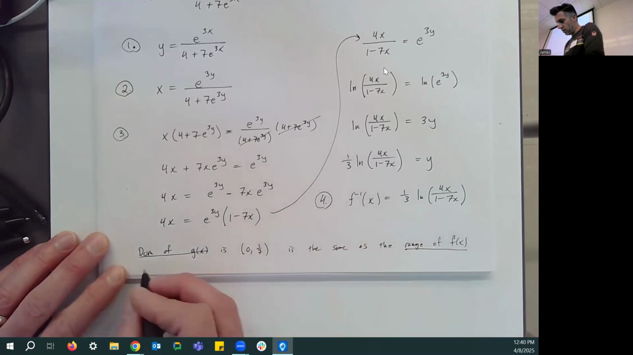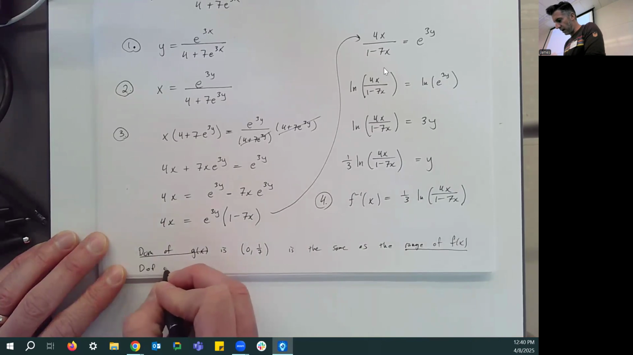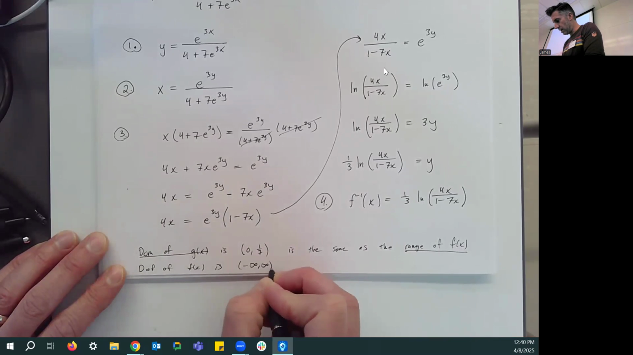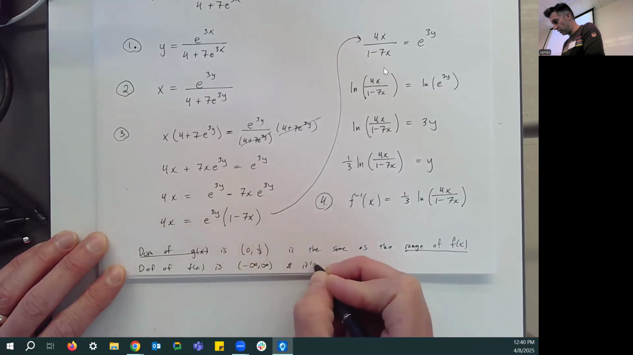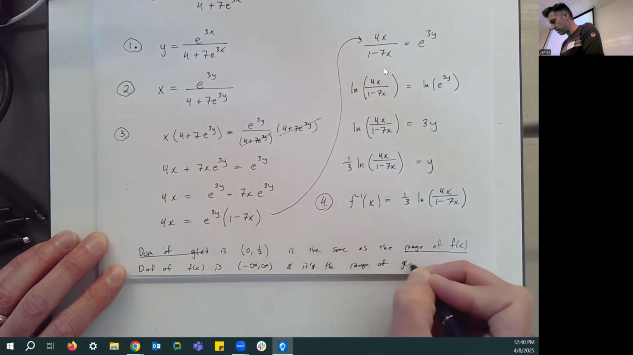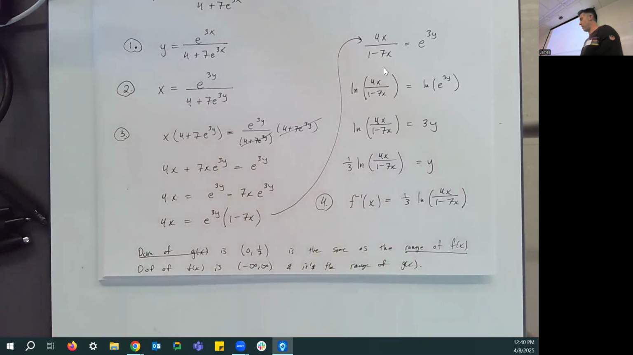And similarly, the domain of f of x is everything from negative infinity to infinity, and it's the same as the range of g of x. That was a little sloppy down there. Which actually brings me to a really important point. When you find the inverse of a function, the domain and the range are interchanged. Because the domain is all the x things, the range is all the y things, and if we interchange x and y, we're interchanging the domain and the range.